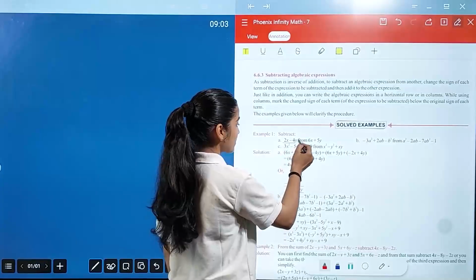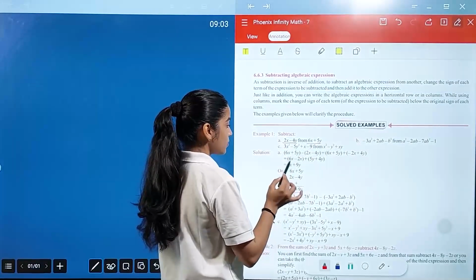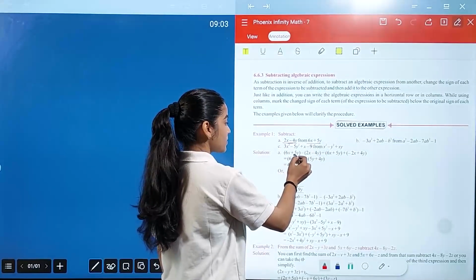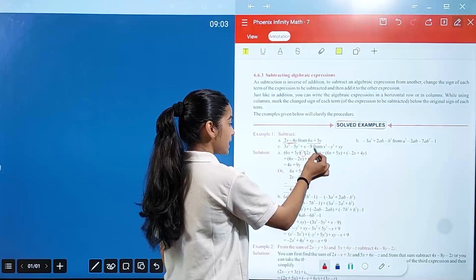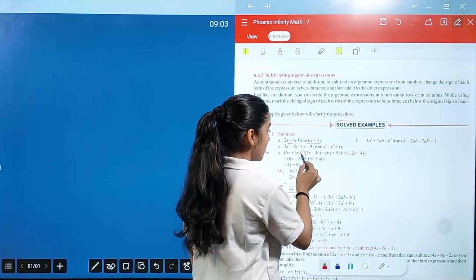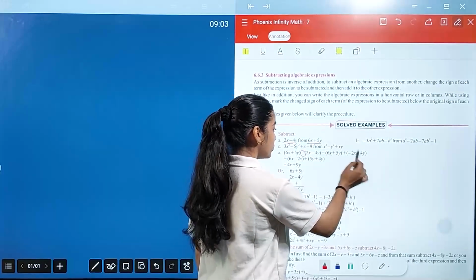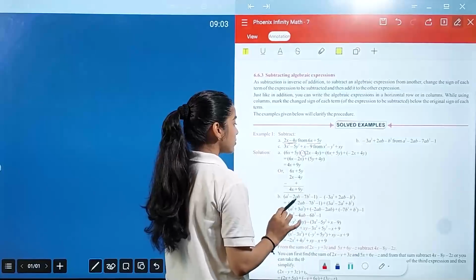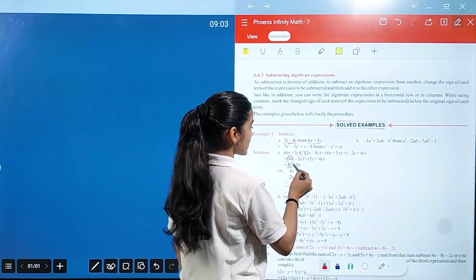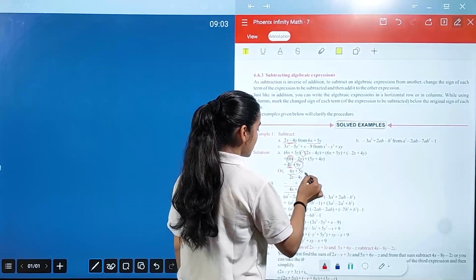So here we have 2x minus 4y and 6x plus 5y. In this case, you have to change the sign of your second expression. 6x plus 5y, you have to add a minus sign, 2x minus 4y. So it will be converted: 6x plus 5y, plus 2x will be converted into minus 2x, and minus 4y will be converted into plus 4y. Now you can simply solve your question. 6x and minus 2x is 4x. 5y plus 4y is 9y. So this is your final answer.